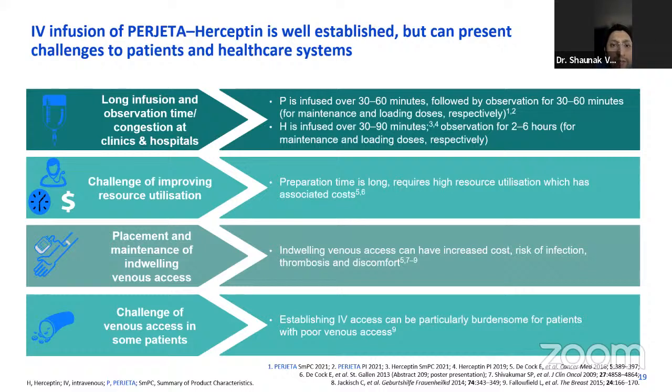So the IV infusion of pertuzumab and Herceptin is well established, but presented various challenges to the patient. One was the infusion time, the congestion at clinics and hospitals, the challenge of improving resource utilization, indwelling venous access, and the challenge of venous access in all these patients. The infusion of both takes about 2 to 3 hours, and this can be reduced with the use of a subcutaneous formulation. Next slide.